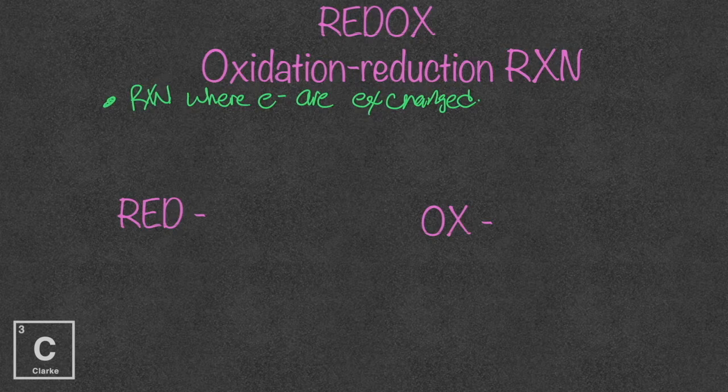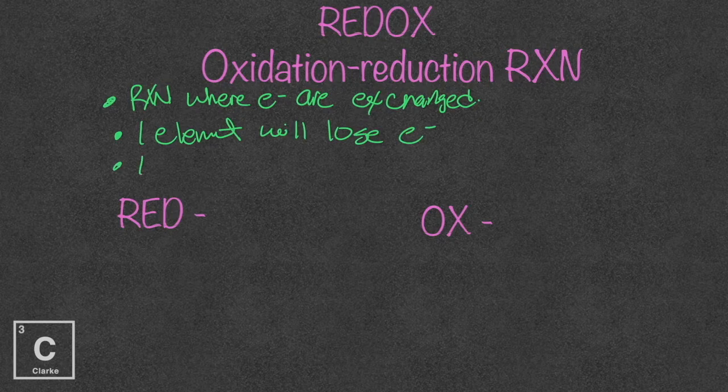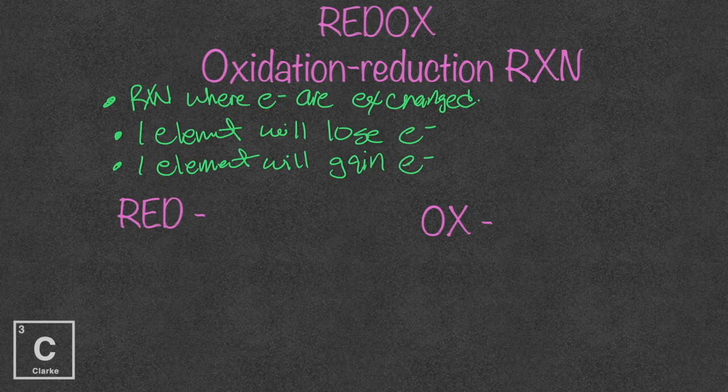Let's get a little bit more specific in that definition. The electrons are exchanged from one element to the other. So one element will lose its electrons, and one element is going to gain electrons. When that element loses electrons, that's called oxidized. And when the element gains electrons, that's called reduced.